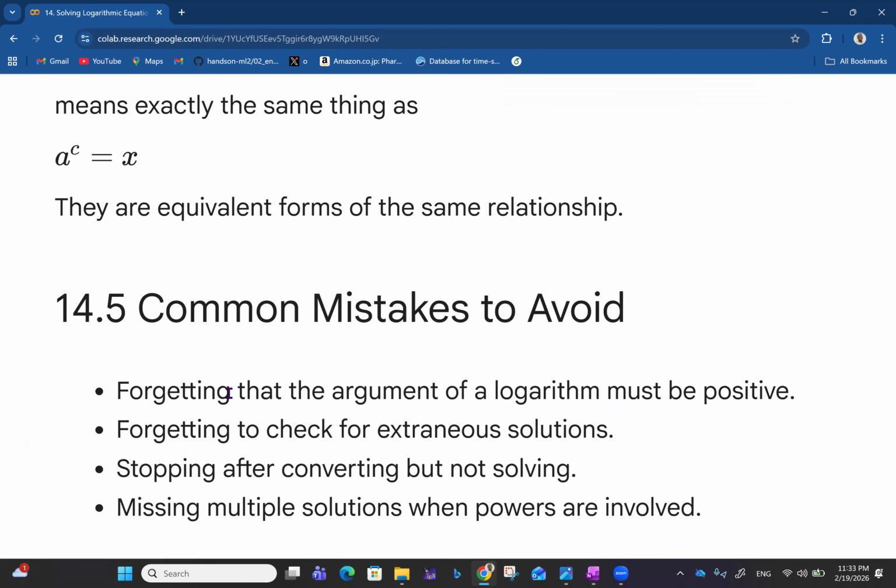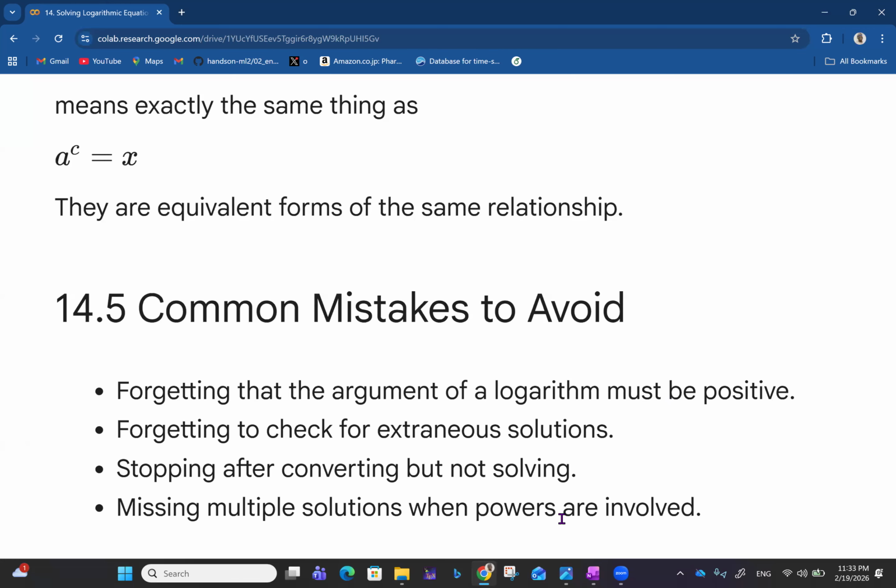Number one, forgetting that the argument of a logarithm must be positive. If you forget that, that's going to be a problem because you're going to admit wrong results if they exist. Then forgetting to check for extraneous solutions. If you don't check for extraneous solutions, that can be a problem. Stopping after converting but not solving. After converting, if you don't solve, you have not finished because you need to solve for the unknown, maybe x or whatever it is you have as the unknown.